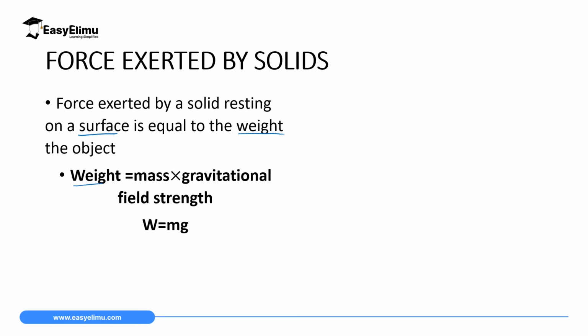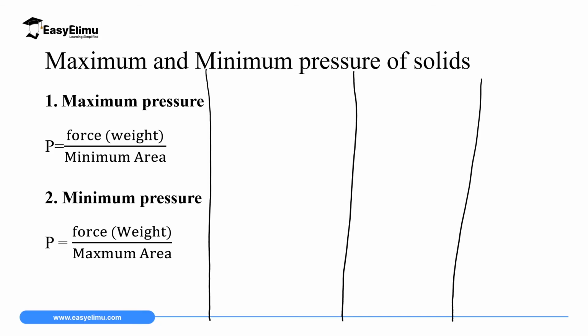The weight of the body is the same as mass times the gravitational field strength, and mass times the gravitational field strength will be the same as the force of the body resting on that surface. So if I give you mass, then automatically I've given you the force which you are going to use to calculate pressure. So a single solid can give us different pressure depending on the area which is in contact, or the side which is in contact with the surface.